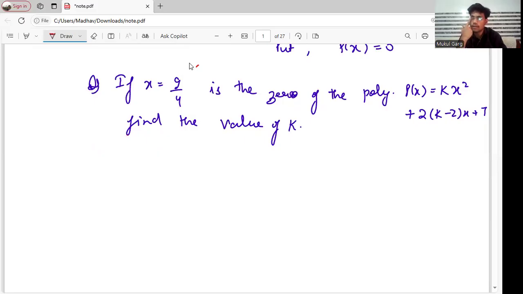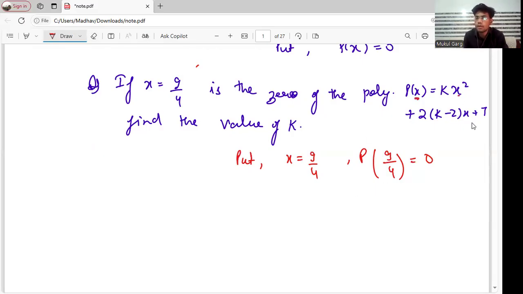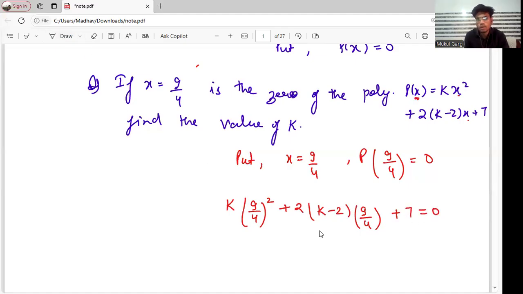So I'm going to put the value of x as 9 by 4 in this polynomial. Put x equal to 9 by 4. At x equal to 9 by 4, the value of this polynomial will become 0. I'm going to replace this x with 9 by 4 everywhere, and we will solve. We'll get an equation in terms of k only, and then we will get the value of k. So k into 9/4 whole square, plus (2k minus 2) into 9/4, plus 7 equals 0. Now we just need to solve it.